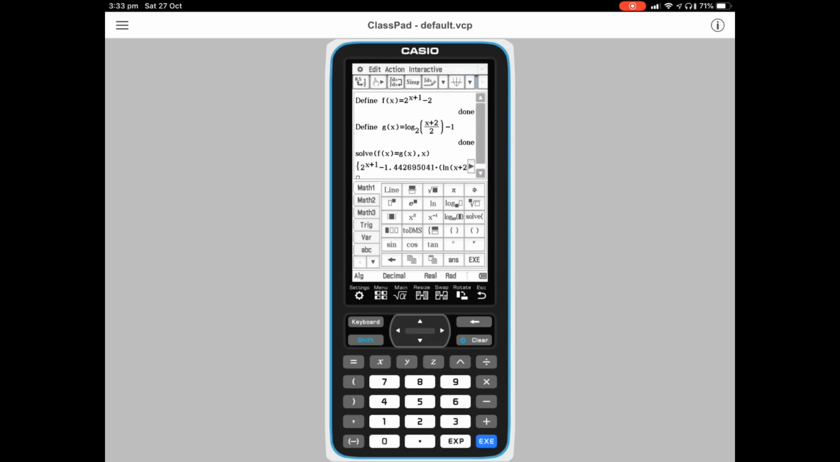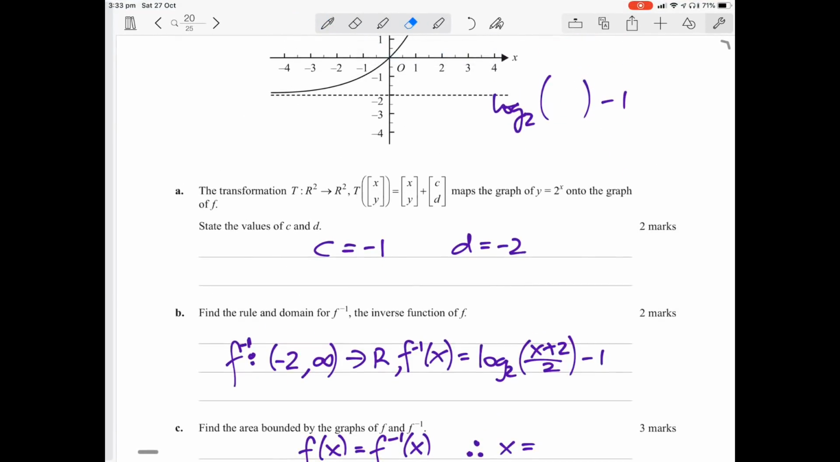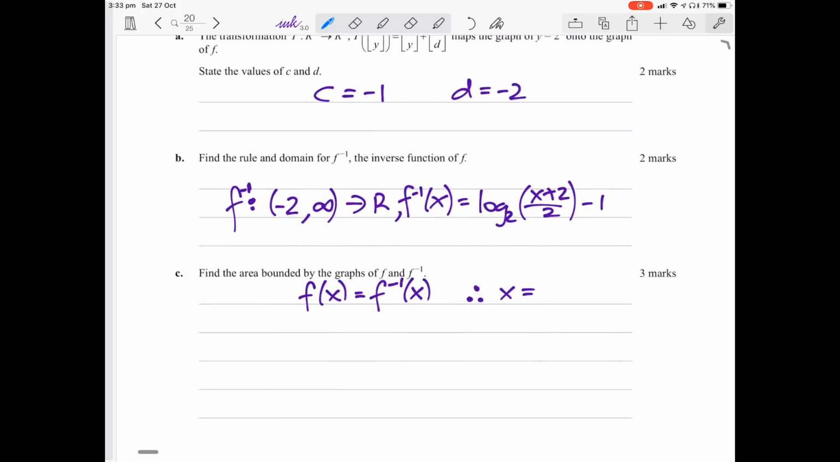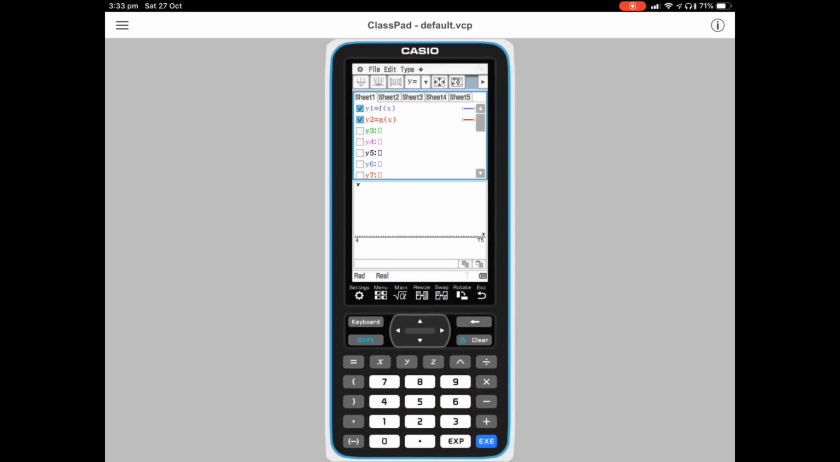Have I stuffed something up? It's not x plus 2 on 2, it's just x plus 2, I think. That's what you get for not doing it properly. So that's just x plus 2. Okay, so x equals negative 1 or 0. We probably should have checked to make sure that the graphs are right. So sketch.